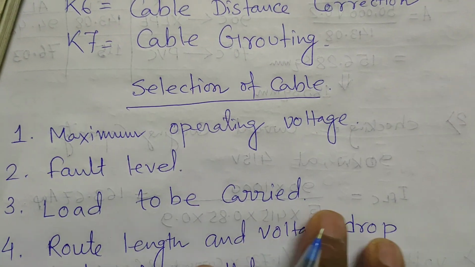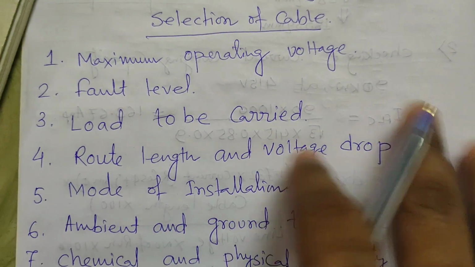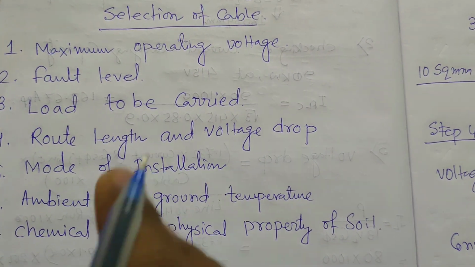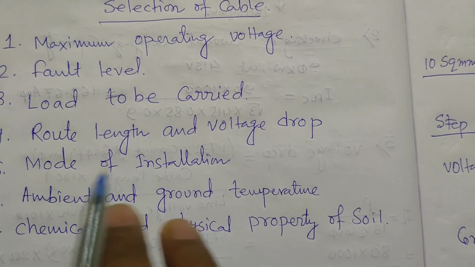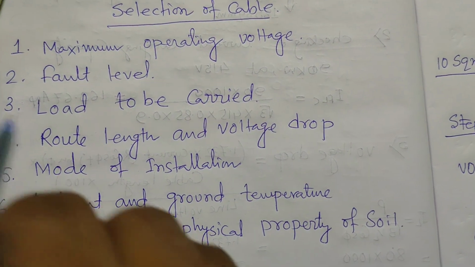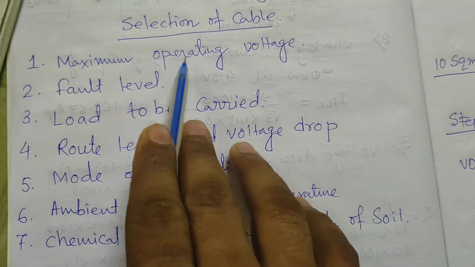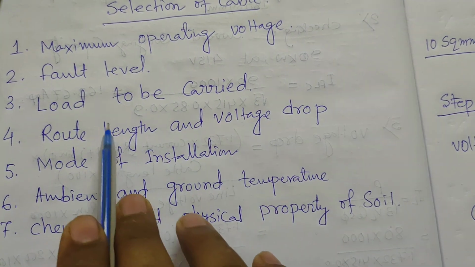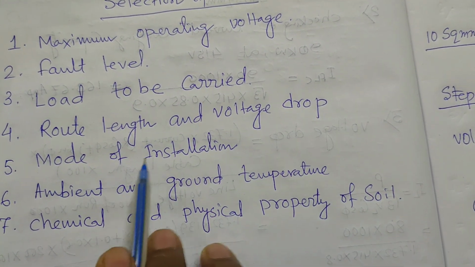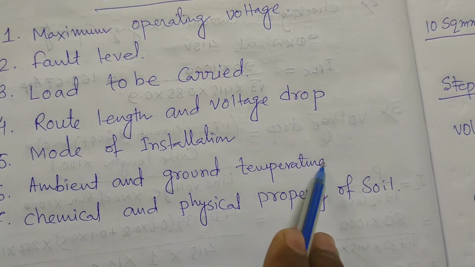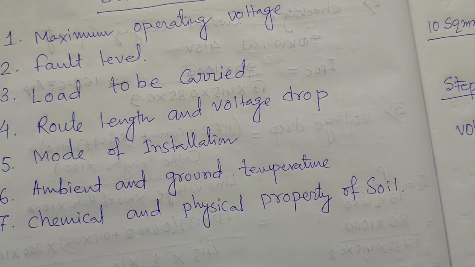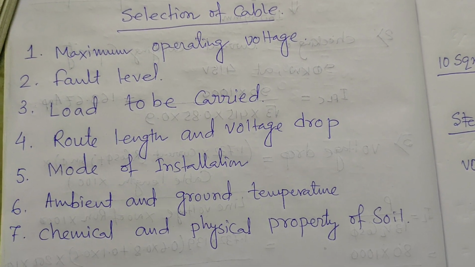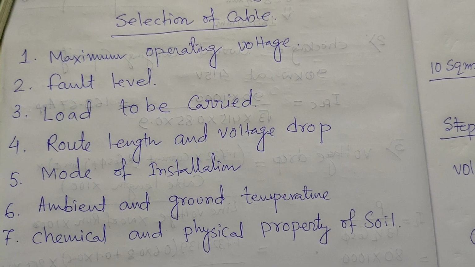The selection of cable is the most important thing you have to remember, whether for your domestic, commercial or industrial purpose. The factors are: the maximum operating voltage, fault level, load to be carried, route length and voltage drop, mode of installation, ambient and ground temperature, and chemical and physical property of the soil. These 7 factors are most important for selecting the right cable for the right purpose.